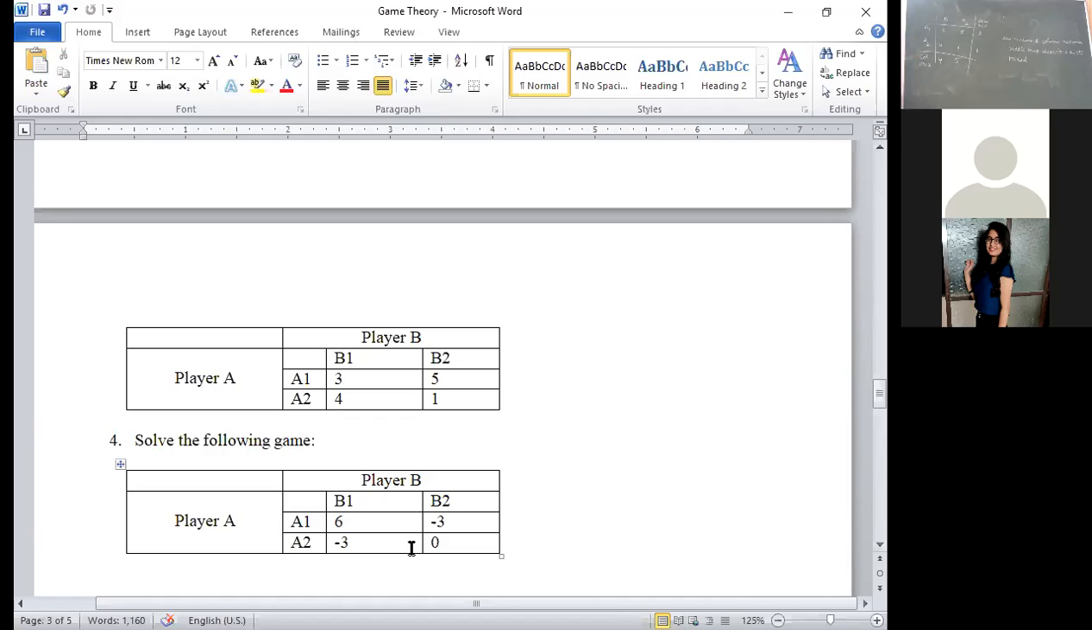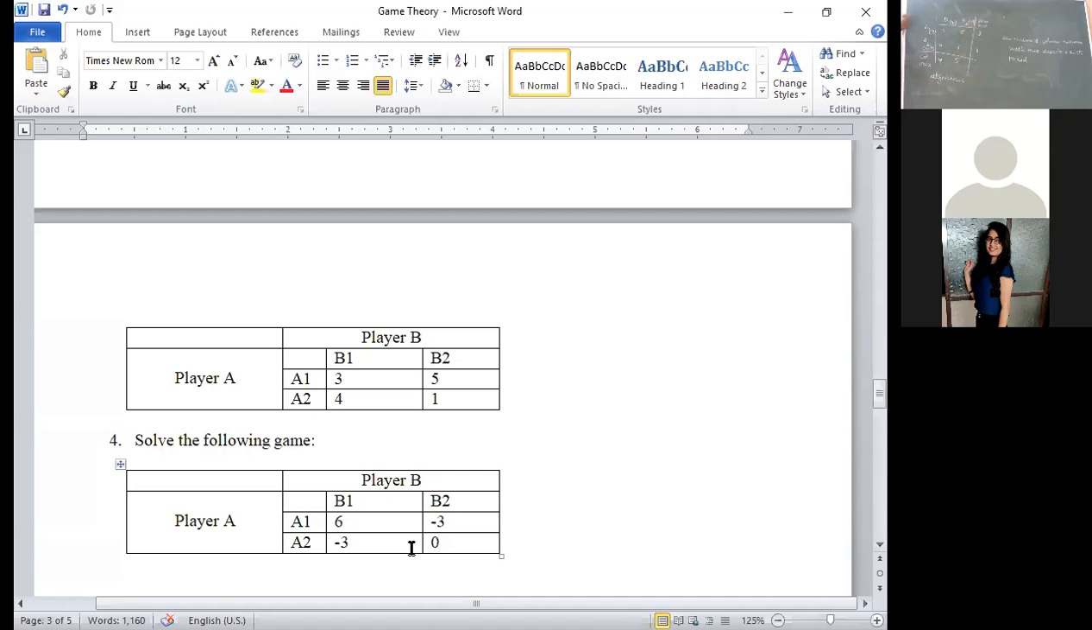This is known as the algebraic method. If it is a 2 by 2 matrix and you are unable to get the saddle point, this is called the algebraic method. In this, we have to follow certain rules. This we will represent as P. This is 1 minus P. This is Q. This is 1 minus Q.